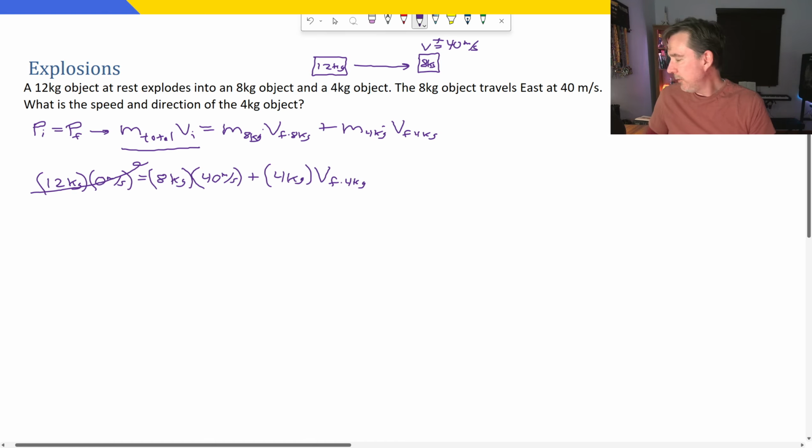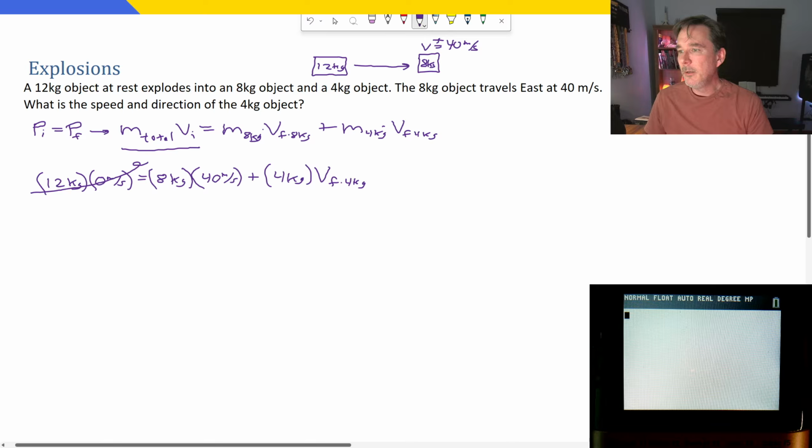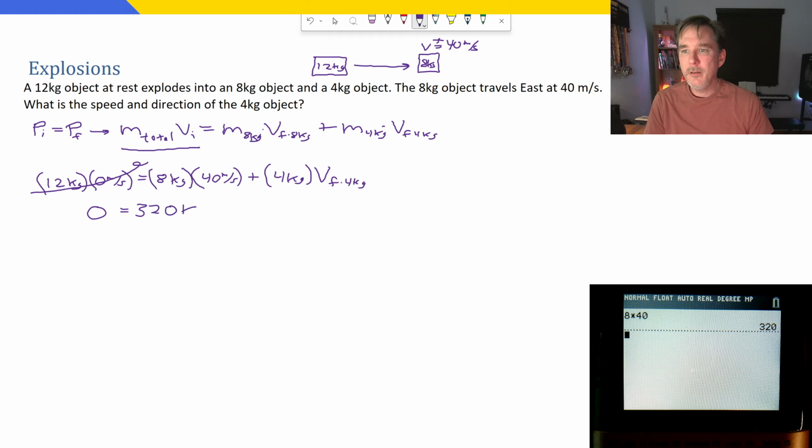Now I don't trust myself with math, so I'm going to turn on my calculator and double check that. 8 times 40 is 320. So 0 is equal to 320 kilogram meters per second, and that's the unit of momentum, plus 4 kilograms times the velocity final of the 4 kilogram object, which we don't know yet.